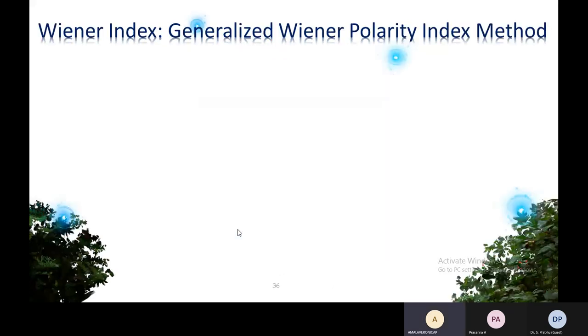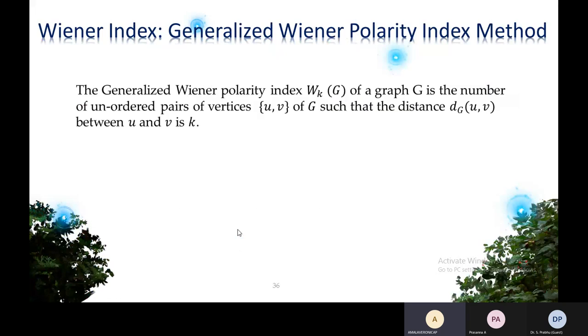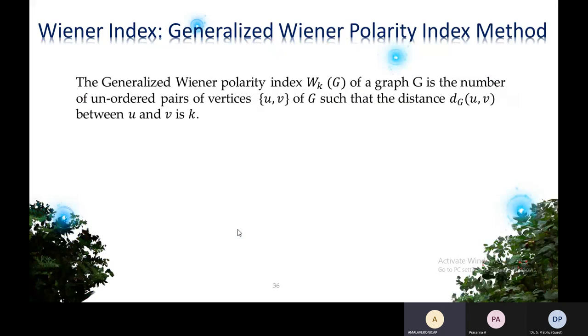Look at this method, Wiener index by another method, the generalized Wiener polarity method. In the beginning, I explained boiling point with the help of the Wiener index and the Wiener polarity index, right? What is the Wiener polarity index? It is the number of ordered pairs such that the distance between them is 3.